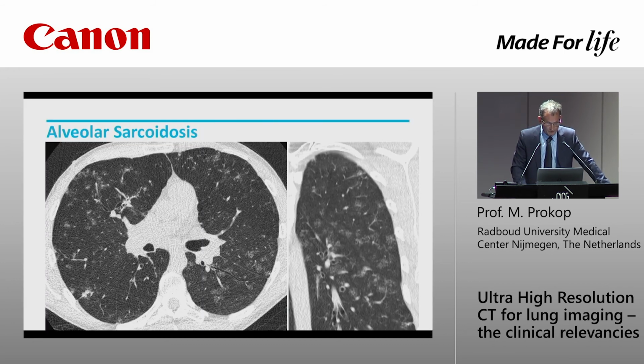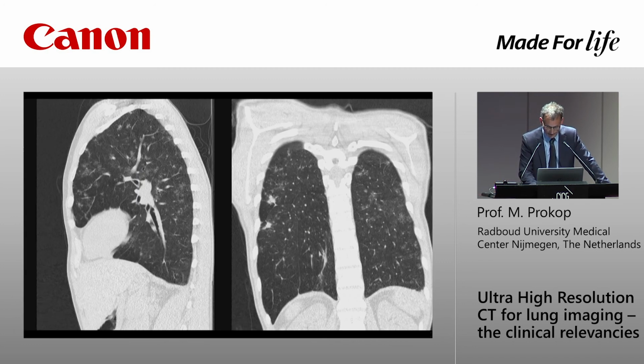A case example of alveolar sarcoidosis, where you see these patchy infiltrates, but if you look closely, you now see actually the tiny nodules that make up these infiltrates from this sarcoid. Here again in a different case, areas and a couple of larger nodules that actually look malignant but aren't in this particular case.